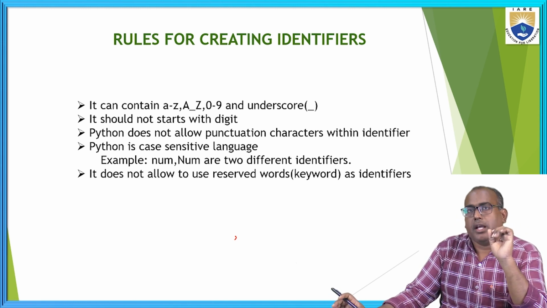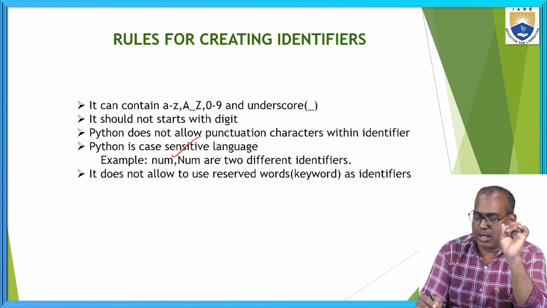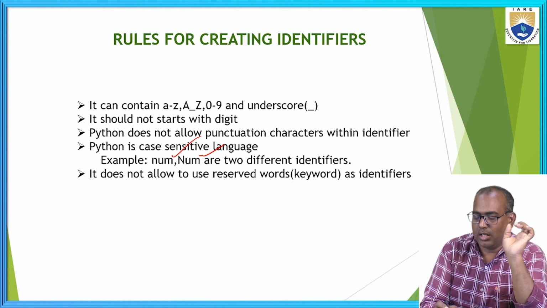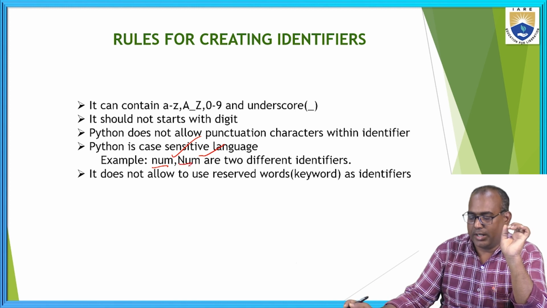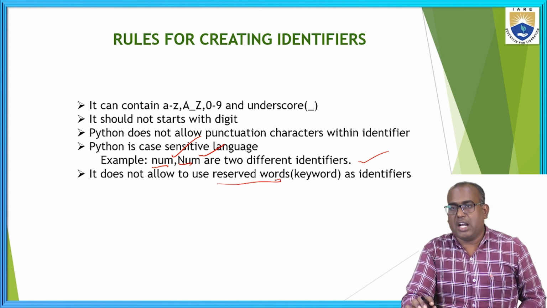And Python is a case sensitive language. Here you can observe num and Num. Python will treat these as two different identifiers because here the N is a capital letter. So Python will treat these as two different identifiers. And we can't use the reserved words also as an identifier.